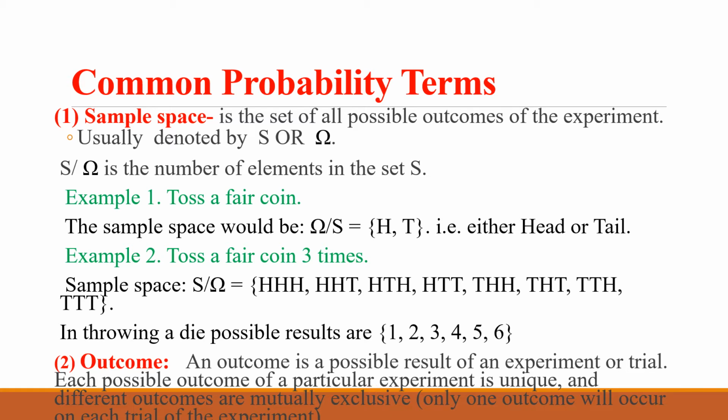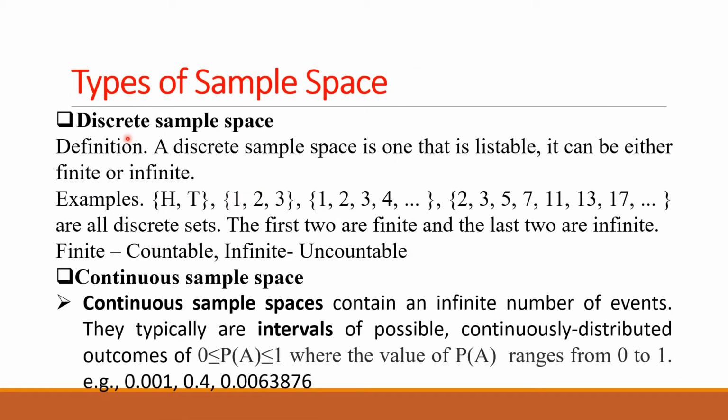The third term that I would want us to look at now, under sample space, is that we could also look at 2 types of sample space. The first one is the discrete sample space. A discrete sample space is one that is listable. It can either be finite or infinite. So you have an outcome of, say, a head or a tail.